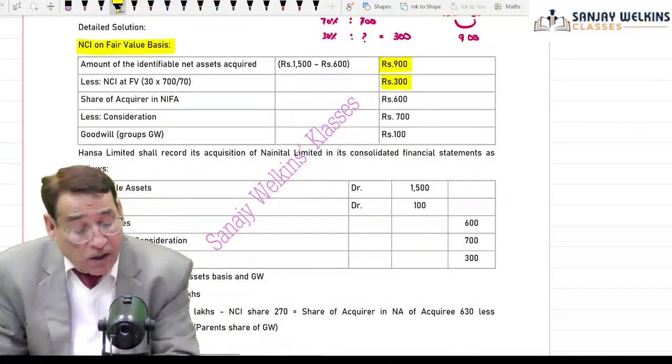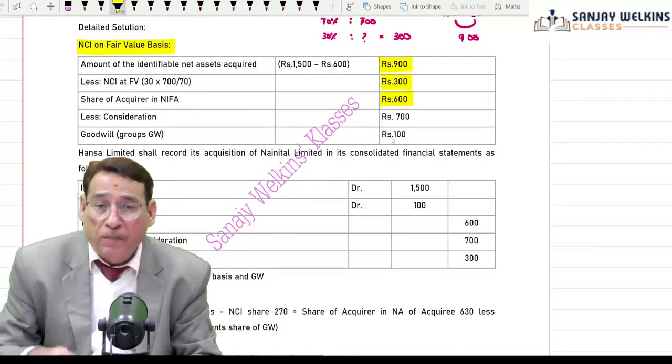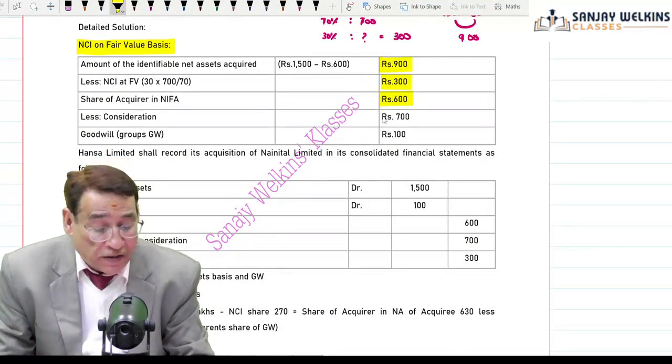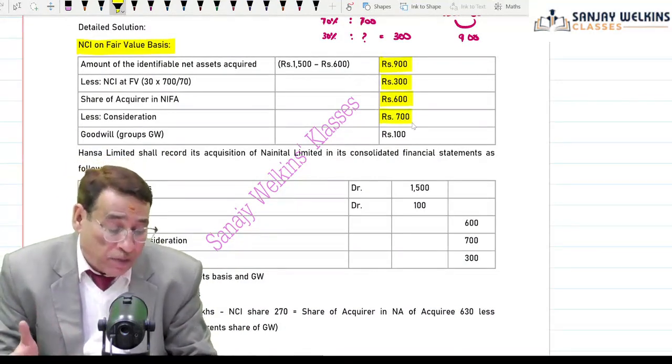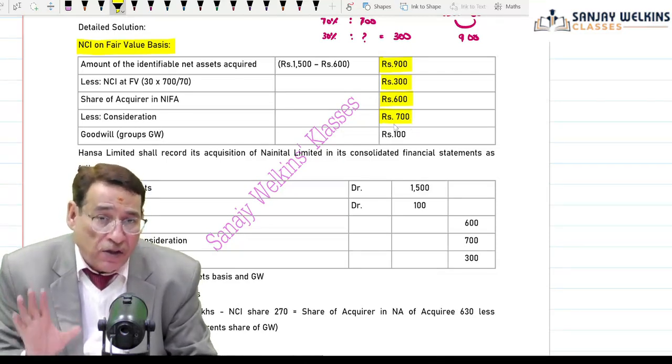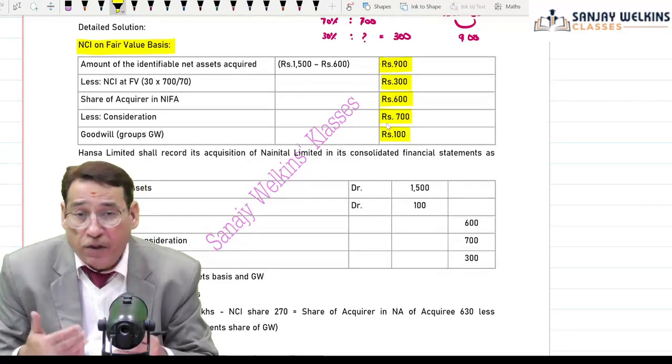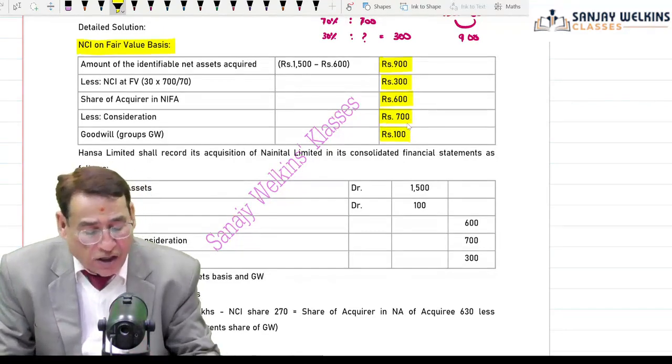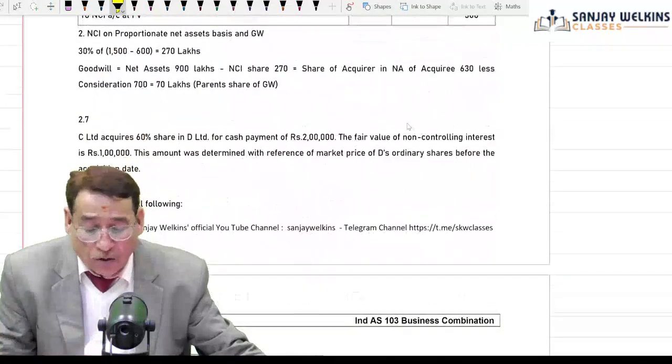So the balance 600 means the share of acquirer's net assets. You are going to compare it with what we call consideration, which is 700. The amount of consideration is more, so that is why 100 will be your goodwill. Then accordingly you can pass the entry. Now you know how to pass the entry.